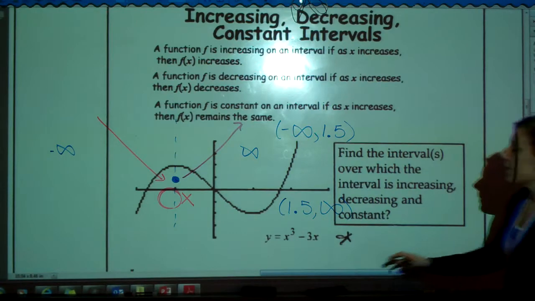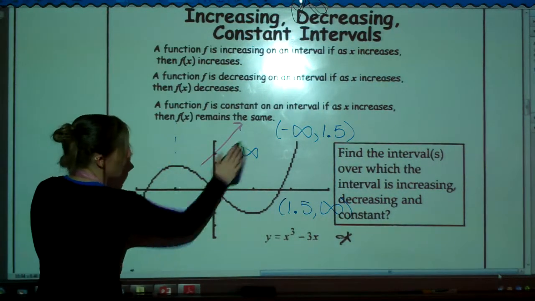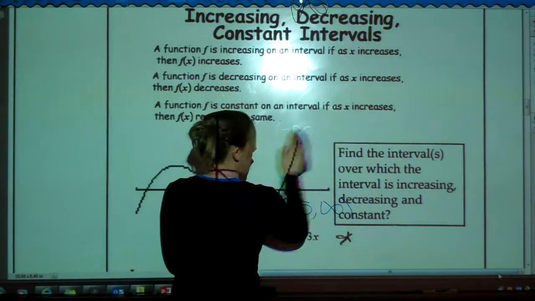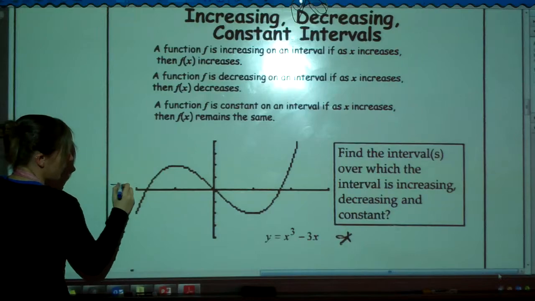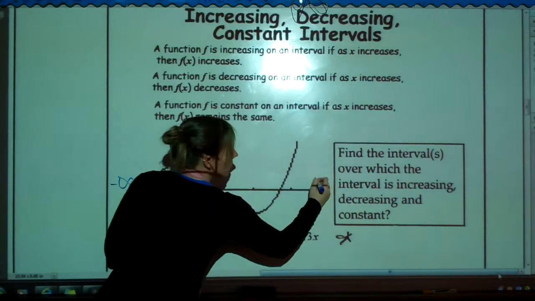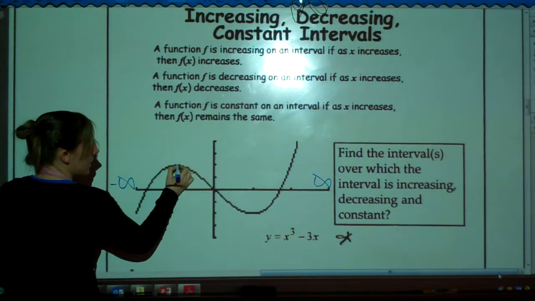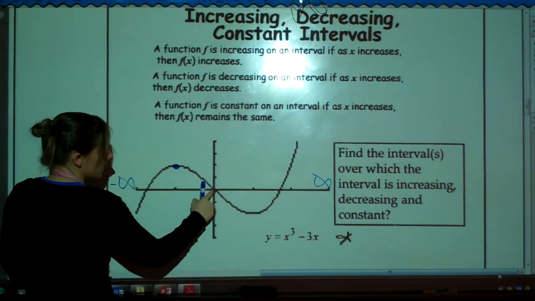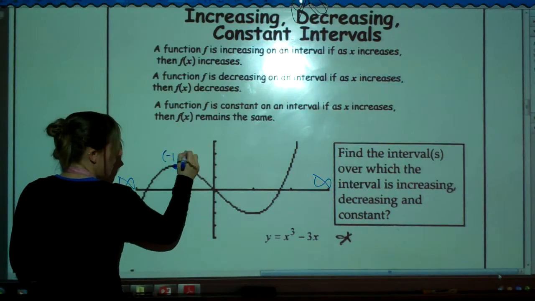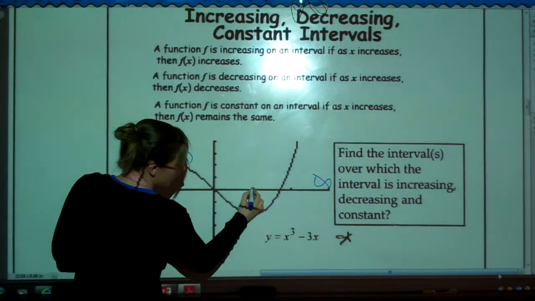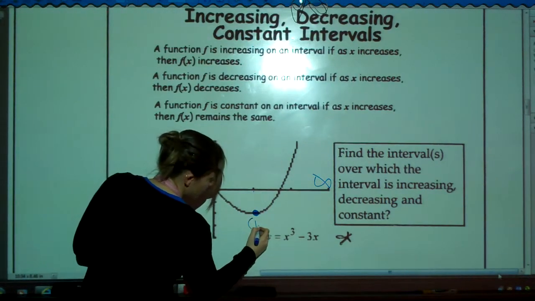All right, so we do it again for this one, except in this case, there are two turning points. Again, we start from the left, negative infinity. We'll go off to the right, positive infinity. The turning points are here, which is negative 1, 2, it looks like. And here's another turning point, positive 1, negative 2.